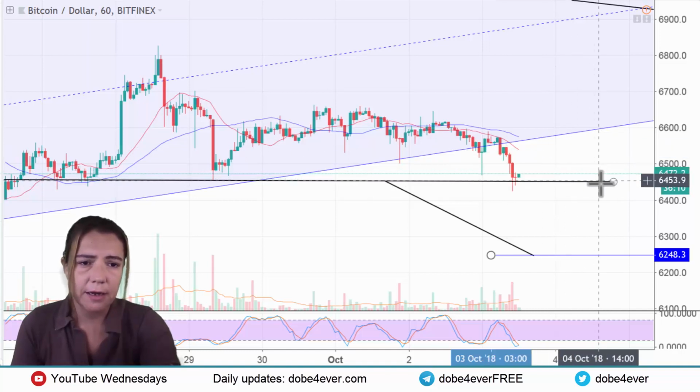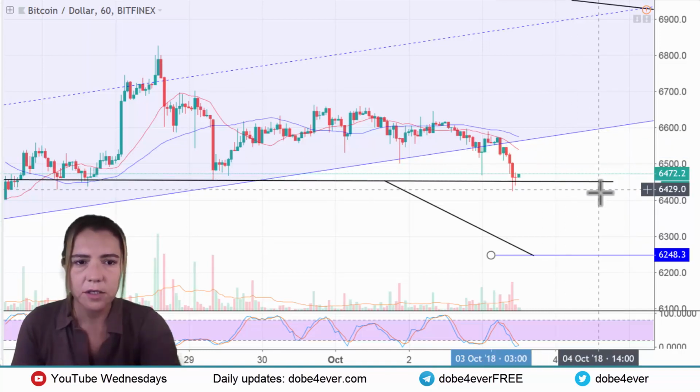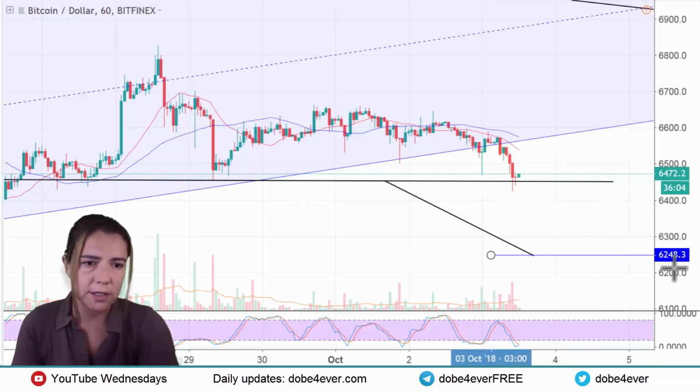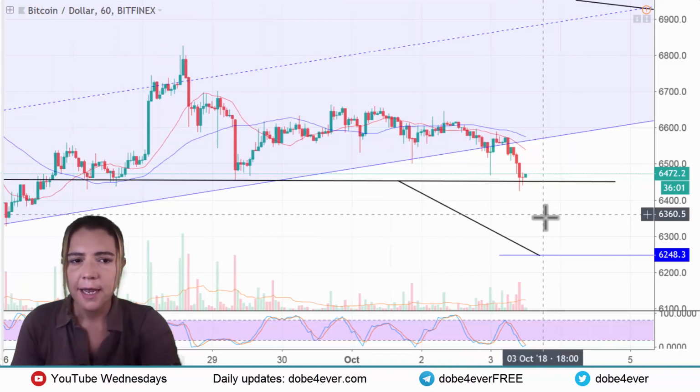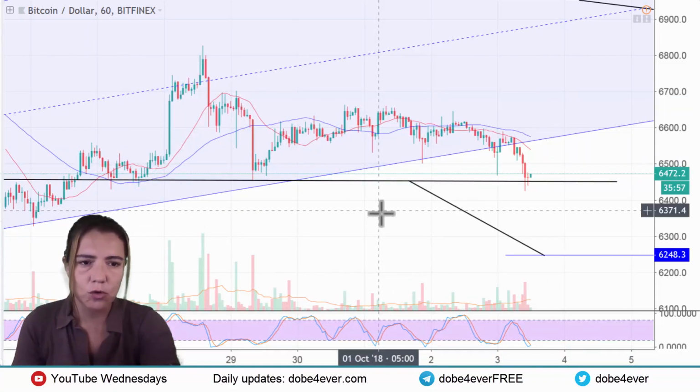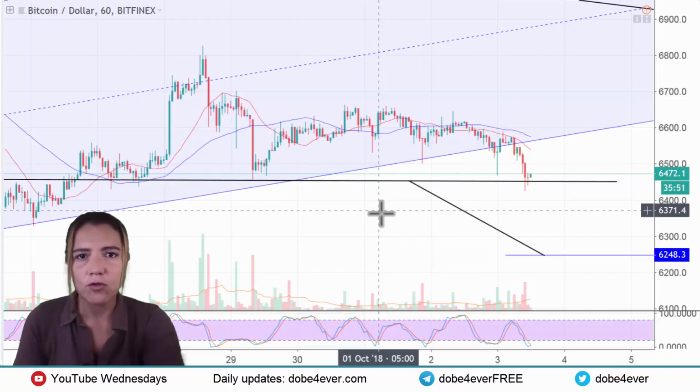And if this line finally breaks for good and candles start closing below it, the most immediate target is 6,250 more or less, and the next target from the head and shoulders is 6,100. Yeah, 6,100. So that's all that I got for you today, guys.